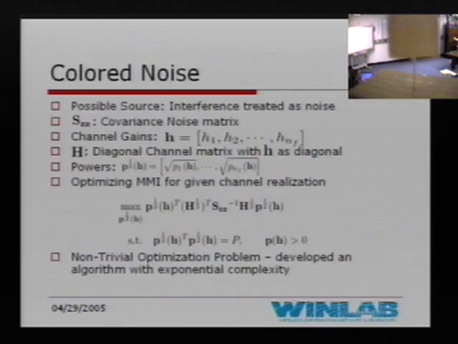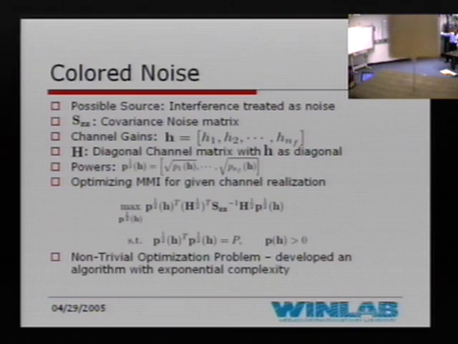And so now we have something which is new, hopefully. If you take the same problem and you consider colored noise instead of white background noise, a possible source might be the multi-user case, with interference from other users treated as noise. And we have the same channel gain vector, and let's assume that channel gain matrix H is basically diagonal with this vector as the diagonal, and the powers P1 to P of NF.